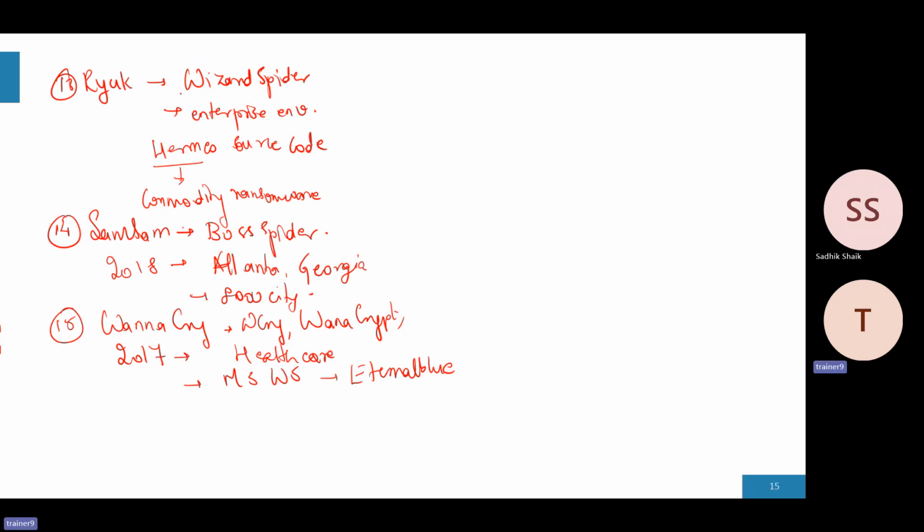Then, just like you have a Hive database, there was also another ransomware attack that happened, which was Hive, again a ransomware as a service. It was targeting different organizations and businesses specifically. Again, for example, your healthcare organizations were targeted.